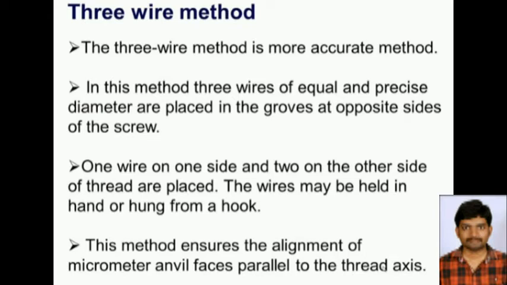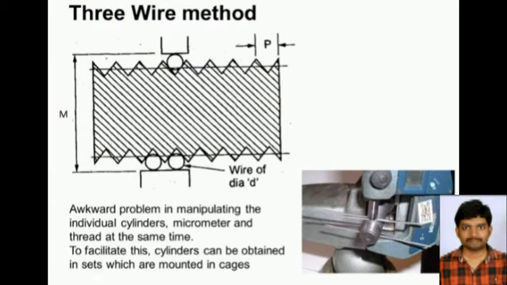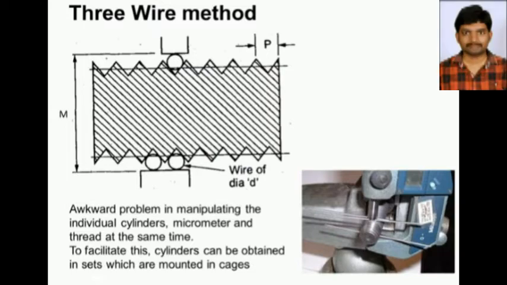So the wires may be held in hand or hung from a hook. This arrangement is available in a floating carriage micrometer. Okay, so this method ensures the alignment of the micrometer's anvil faces, so the micrometer anvils and faces are parallel to the thread axis. So by using this, the errors are also very less.